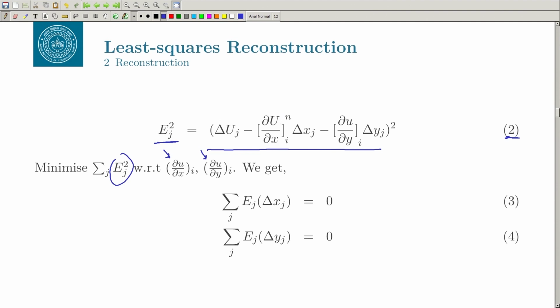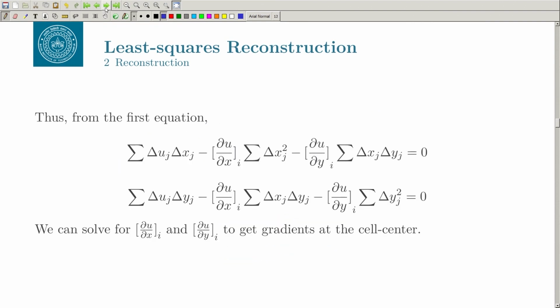So, once you take the summation of all these things and then differentiate it, when you differentiate with respect to del u by del x I, you will get delta x j, and when you differentiate with respect to del u by del y I, you will get delta y j multiplied by your E j. So, you will get these two equations, E j delta x j and E j delta y j. Now, you can expand it and write it.